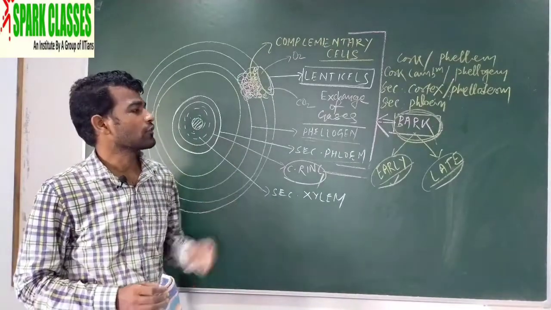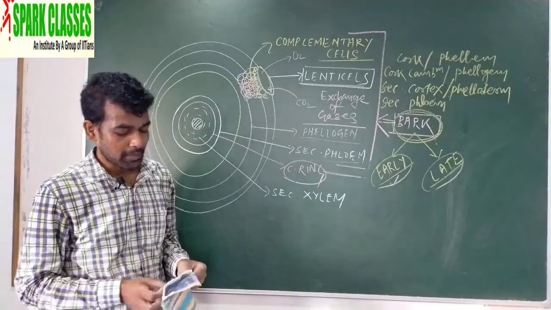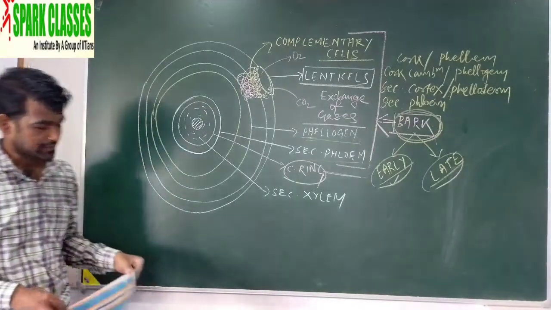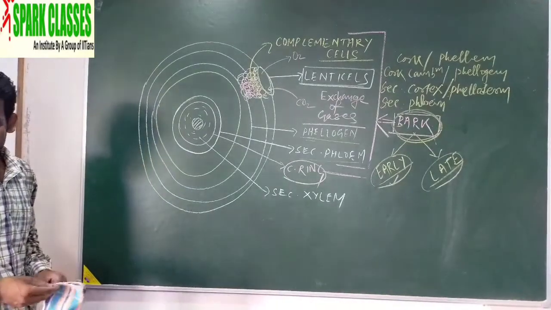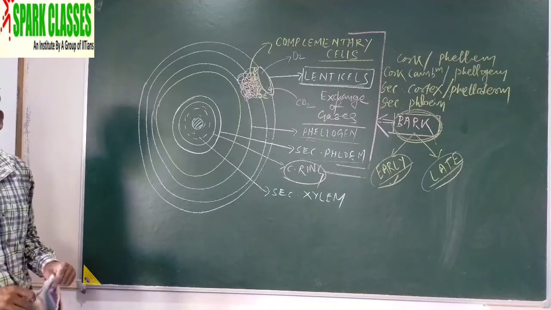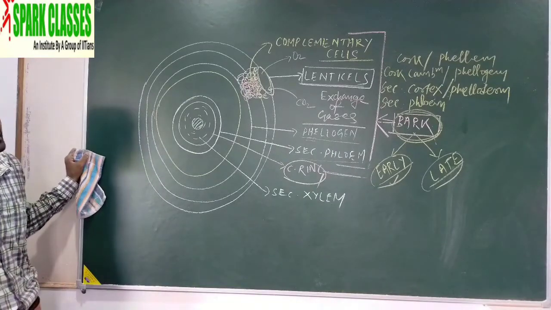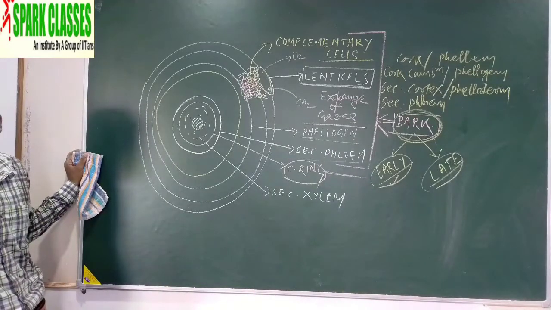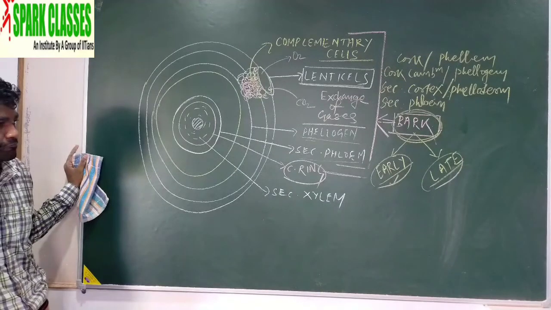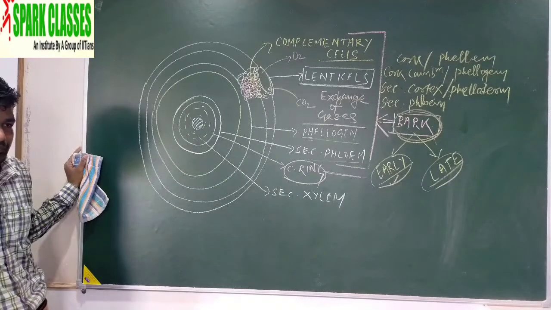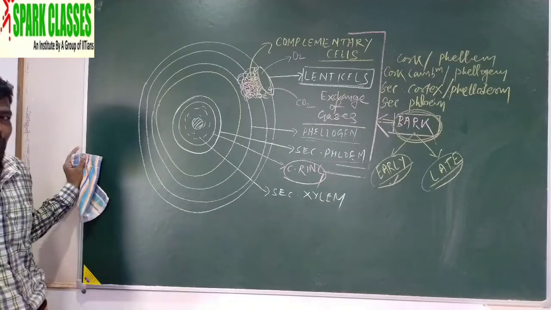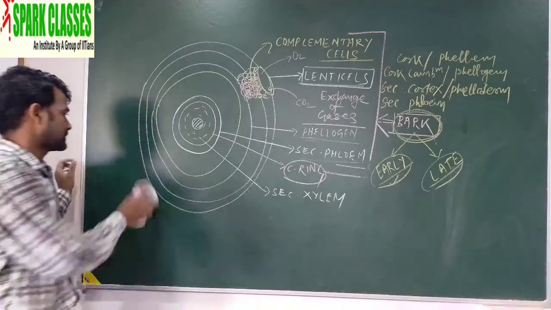So with this we have completed bark. Now bark is completed, and with this, secondary growth is completed here. Now we'll move towards the next part.